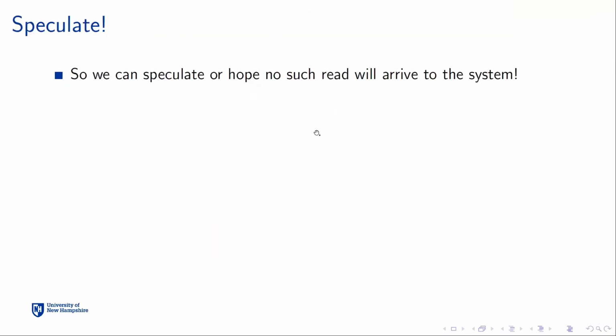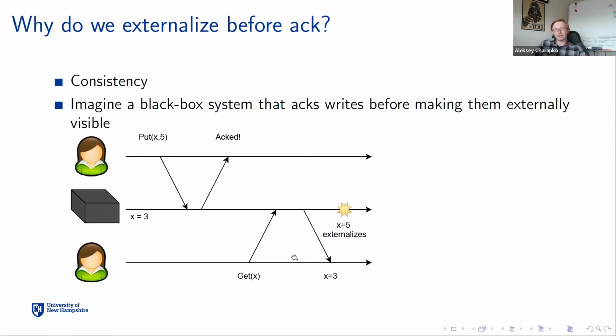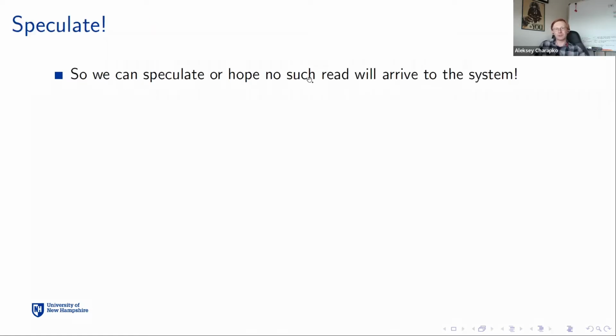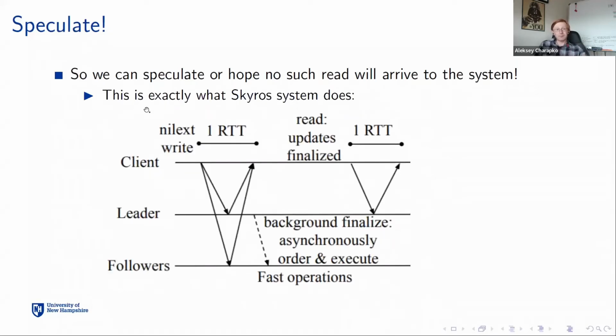So what the authors of this paper proposed is to speculate. We can hope that there is not going to be such a read that gets in between your materialization or externalization point and your write. We speculate that this doesn't happen, so no such read will arrive to the system. That's how this Skeros system proposed in the paper operates.